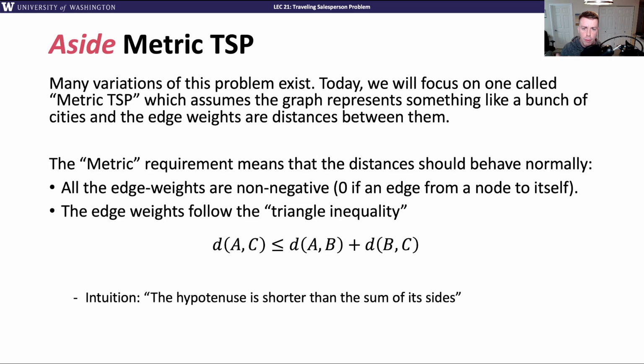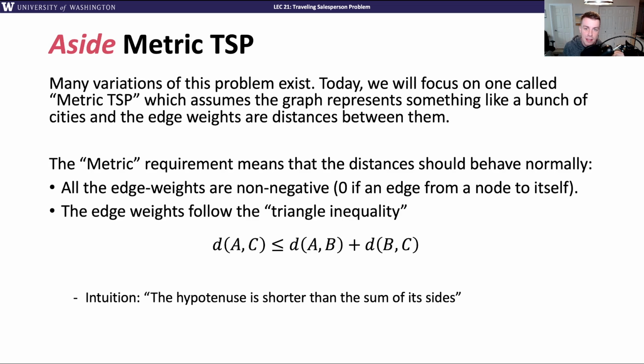So what Metric TSP is, is just a particular type of traveling salesman problem where the graph we're working on follows an extra set of rules. It's called the metric requirement. And really at a high level, it's just saying that the edge weights make sense. Like if this graph is supposed to represent distances between cities, then the edge weights should behave reasonably, meaning that all of the edge weights are non-negative, except if it's an edge from a city to itself, then it should be distance 0.